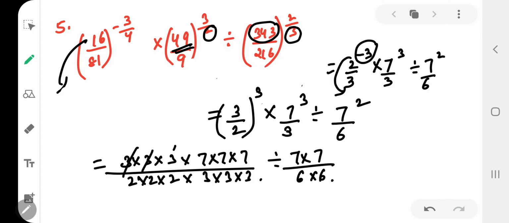If anything is getting cut from here, keep cutting. So you will get 7 3 times and upon 2. And do you know if we change this sign into multiplication, I have to reciprocate this. Yes? So I'll reciprocate.